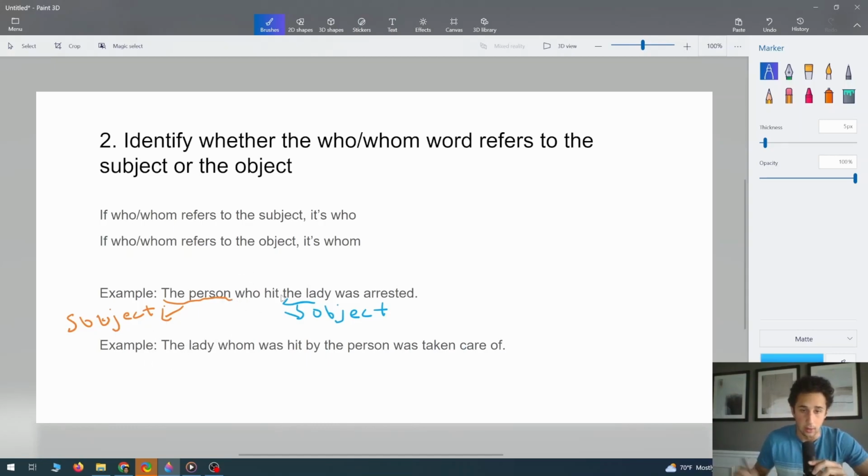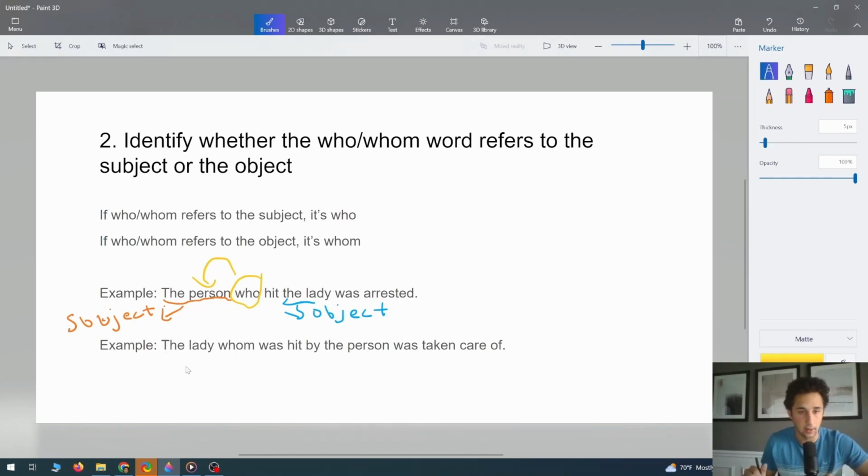So now, what's our word? Well, our word here is who, right? So what is this word referring to? Is it referring to the person or is it referring to the lady? Well, it's the person who hit the lady. So in this case, it's referring to the subject. So the correct word would be who, not whom. All right. Let's take the next example.